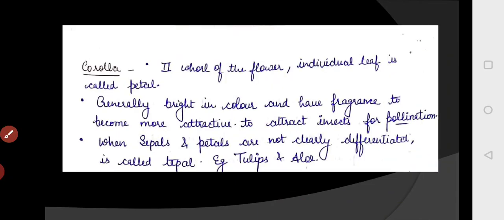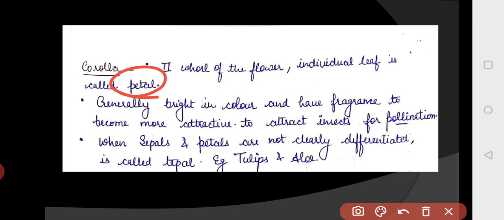Next word is the corolla. Its individual leaf is called petal. Calyx's individual leaf is sepal and corolla's individual unit is petal. Now petals are very brightly colored: red, green, yellow. That means there are multiple colors, and they have fragrance also.